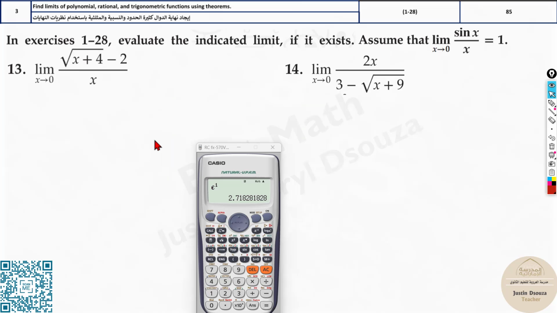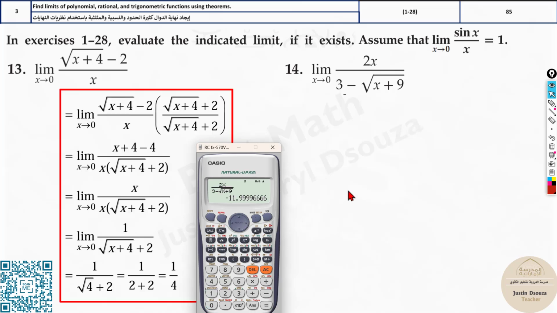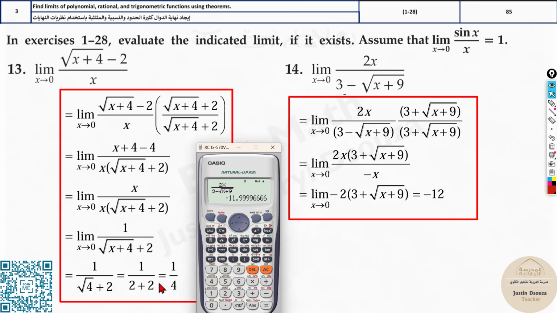And here as well, I'll do the second problem. Let's just type it out. It's 2x divided by 3 minus square root x, over here plus 9. Now calculate at what? 0.001. You should put 1, and that is negative 12. And same thing, calculate at negative 0.001, and the answer is negative 12 itself. It's minus 12. That's it. And over here we get 1/4.